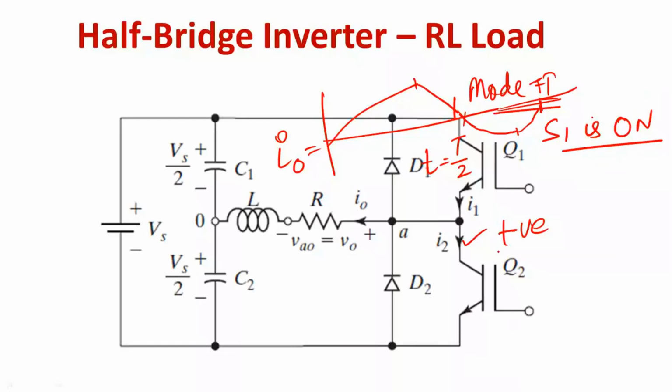At t equal to capital T, switch S1 is turned on and S2 is turned off. But because the current has not become 0, I2 will be diverted through diode D2 and continue for some instant of time. By that time, I1 will come into the picture, and this current increases to a maximum value like this. The operation of the half-bridge inverter with RL load we will see in the next class.